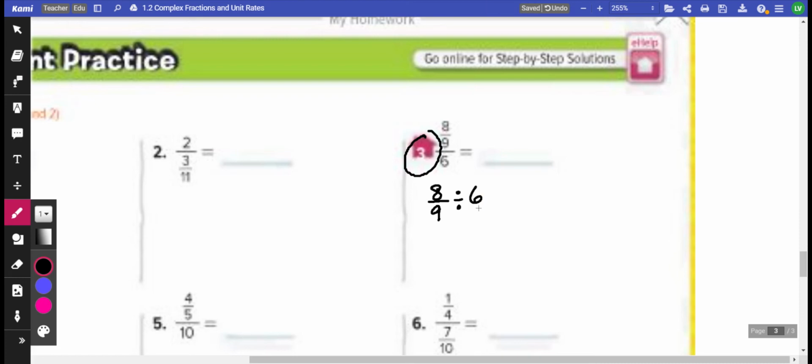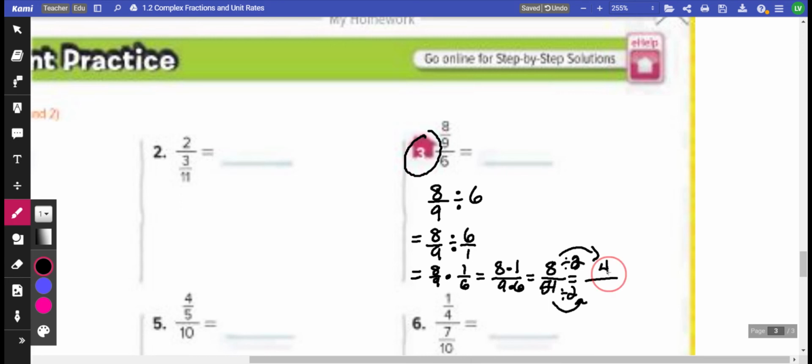Then I'm going to change the 6 into a fraction. 8/9 divided by 6 divided by 1. Now I'm going to multiply by the reciprocal. So 8/9 times 1/6. 8 times 1 divided by 9 times 6. 8 divided by 54. Well, I notice that I can reduce 8 and 54 by 2. Divided by 2. Divided by 2.